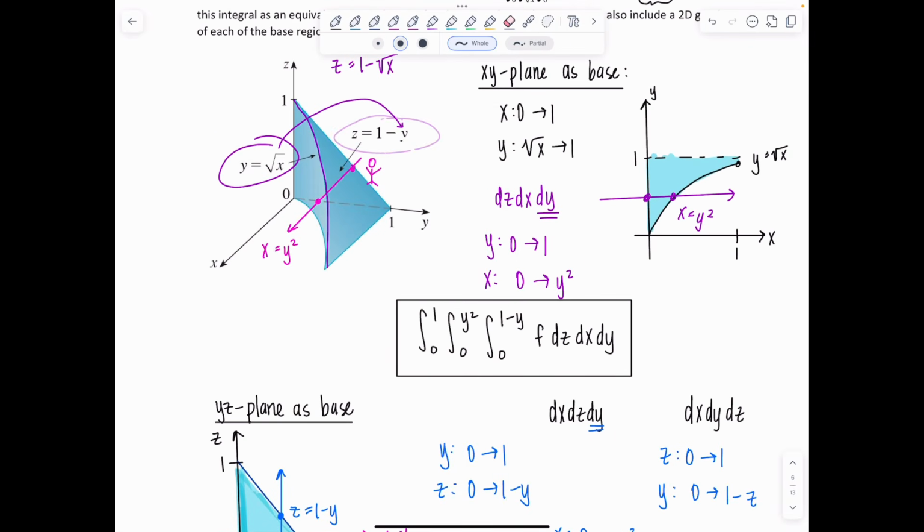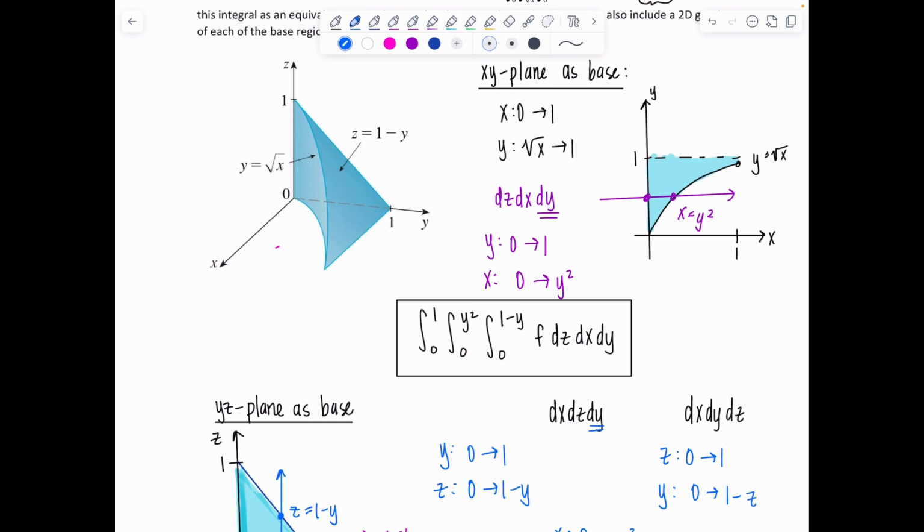Here, let me erase all the other stuff so it's not too messy for you all. Pretend, because we have to figure out the limits in the y direction, you're shooting a bullet. You're standing back here. You shoot a bullet through the solid in the positive y direction. Where it enters is the lower limit of integration. Where it exits the solid is the upper limit of integration.